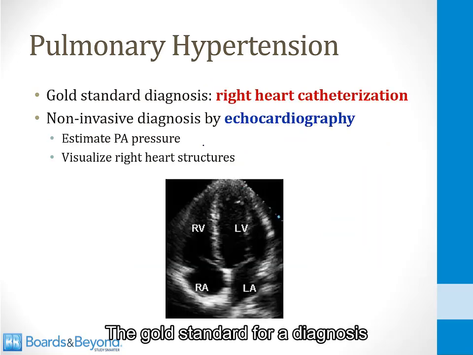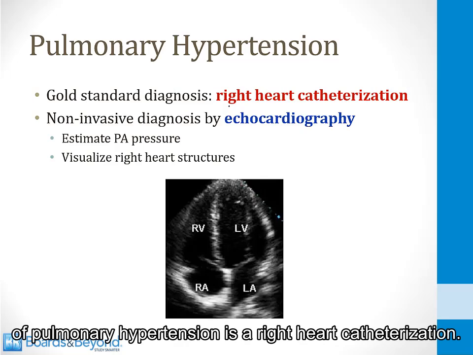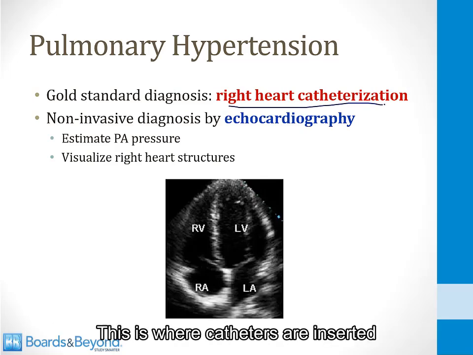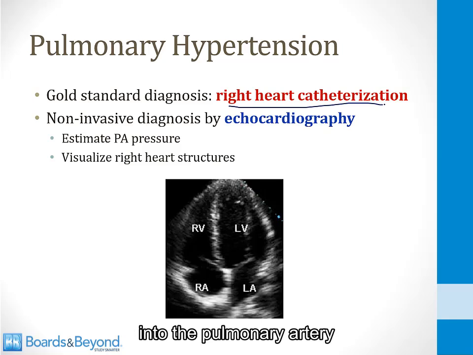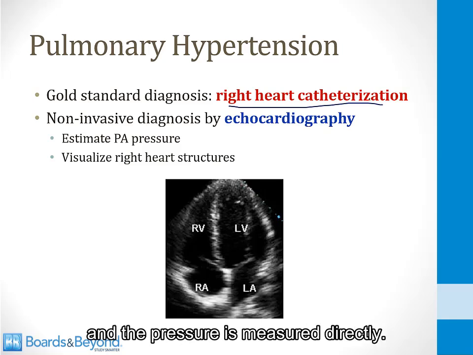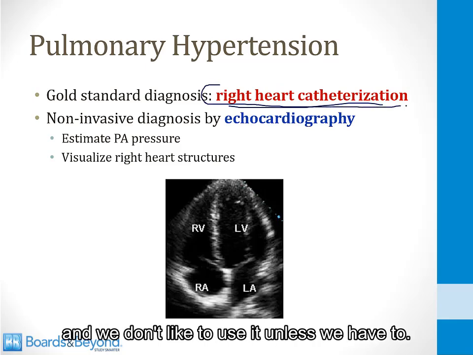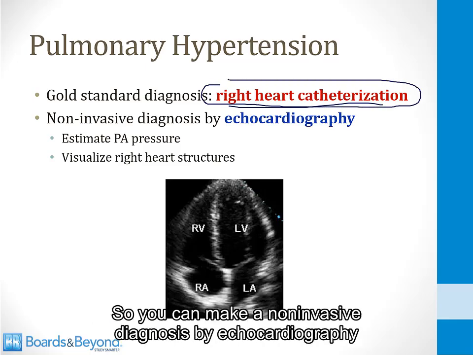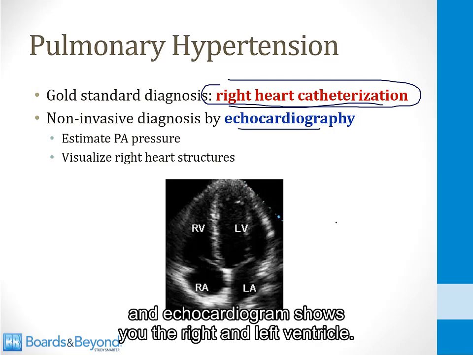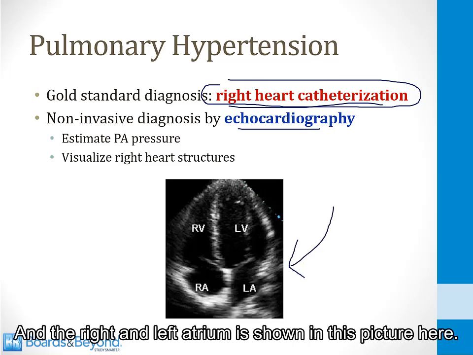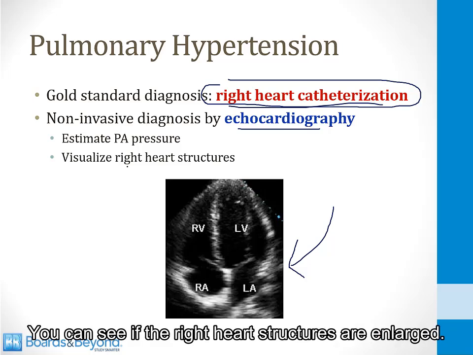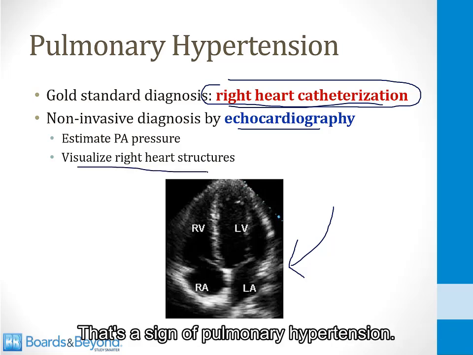The gold standard for a diagnosis of pulmonary hypertension is a right heart catheterization. This is where catheters are inserted into the pulmonary artery and the pressure is measured directly. Now, this is an invasive procedure and we don't like to use it unless we have to. So you can make a non-invasive diagnosis by echocardiography. An echocardiogram shows you the right and left ventricle and the right and left atrium as shown in this picture here. You can see if the right heart structures are enlarged. That's a sign of pulmonary hypertension.